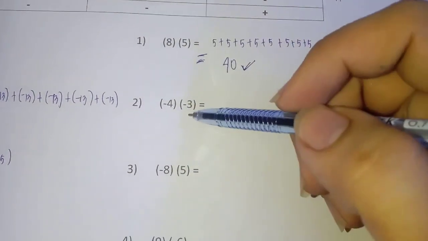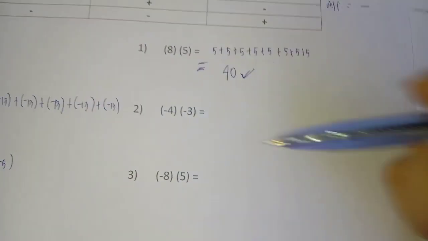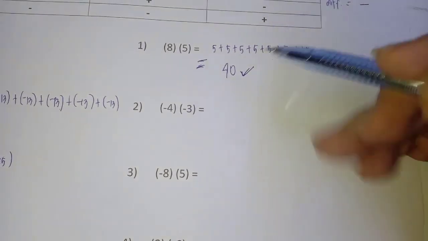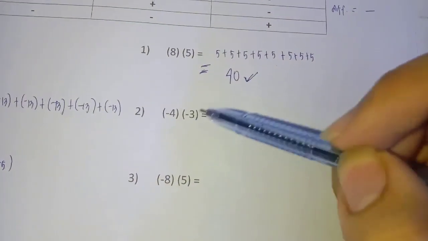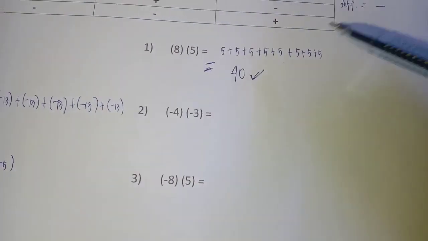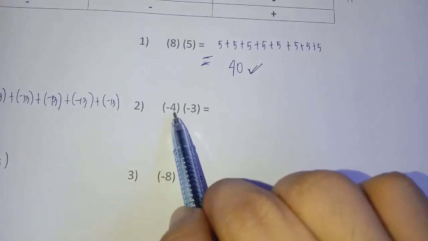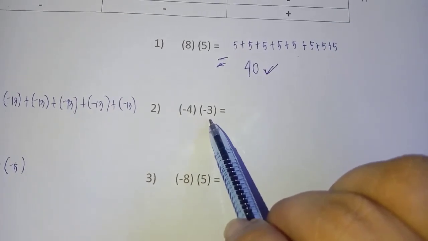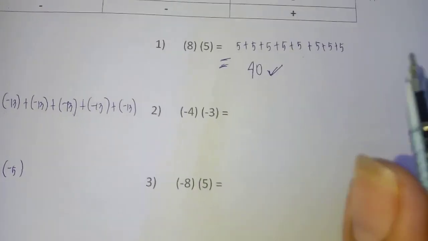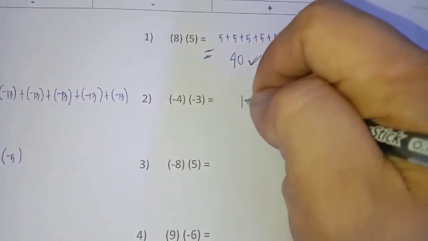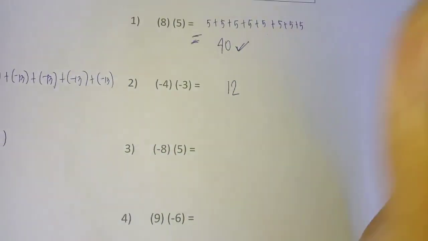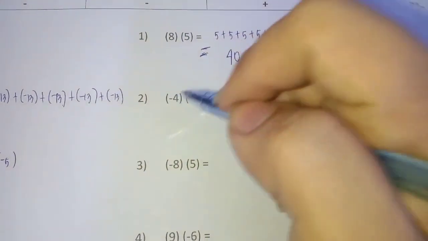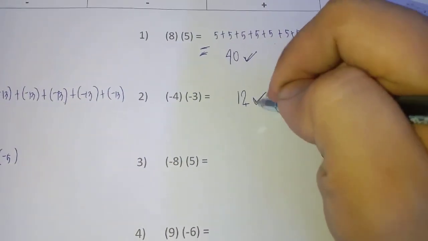Number 2, we have negative 4 times negative 3. In this case, we are multiplying two integers with the same signs, so therefore, their product must be positive. Here, we will take the absolute value of negative 4, that is 4, and the absolute value of negative 3, that is 3. And 4 times 3, we all know that is 12, right? 4 times 3 is equal to 12, or 4 3s, that is 4 plus 4 plus 4, which is also equal to 12.